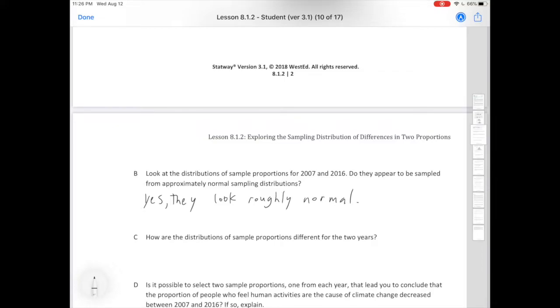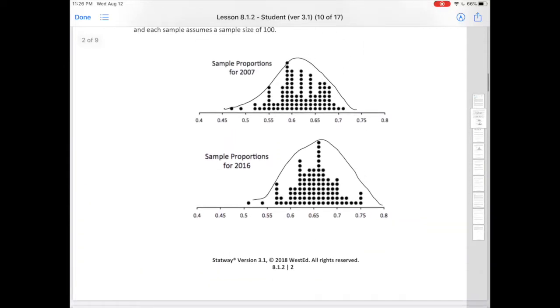They don't look perfectly normal, but we don't expect them to look exactly normal. How are the distributions of sample proportions different for the 2 years? Well, let's look at these pictures. How do they look different? Let's talk about their center and their spread. I would say that their spreads look about the same. However, the center for this picture seems to be about right here, and the center for this other picture seems to be a little to the left, right?